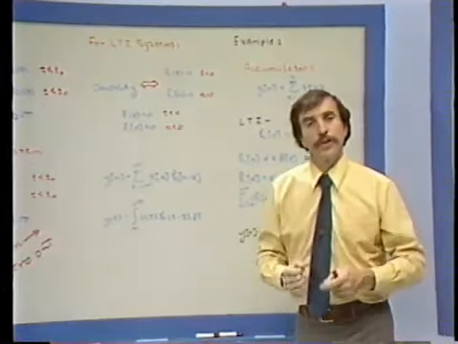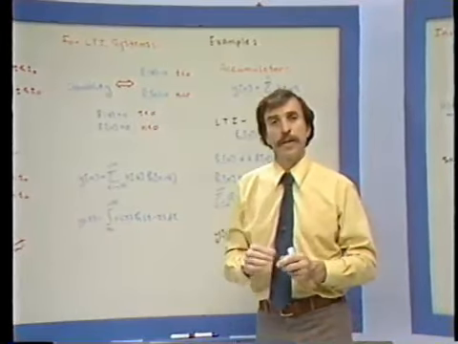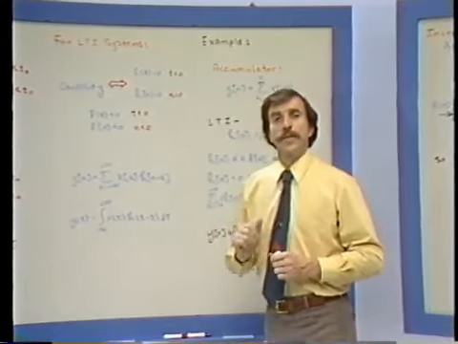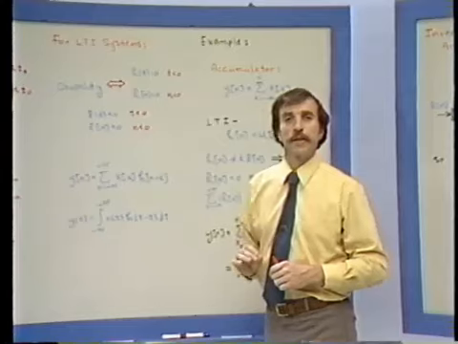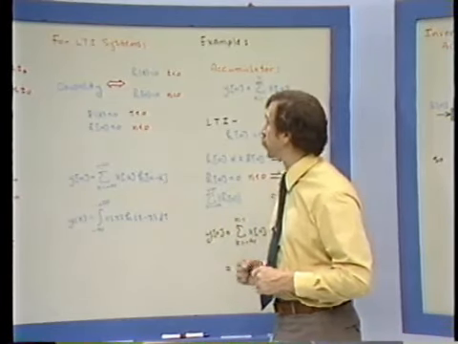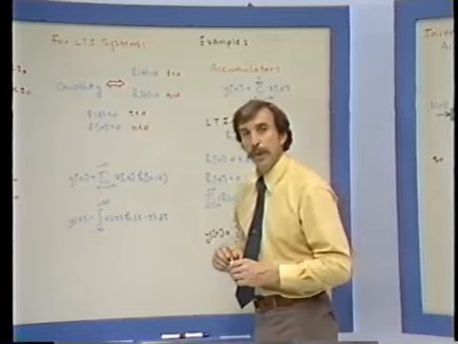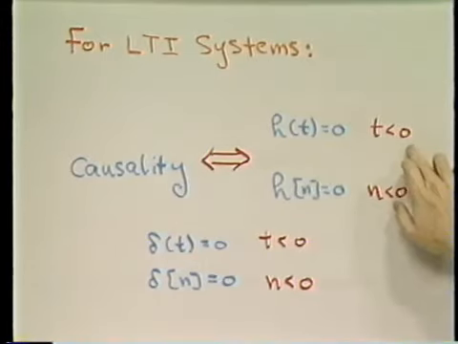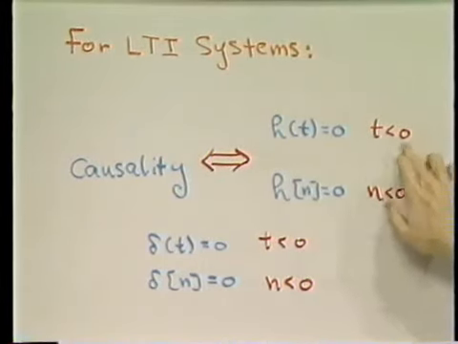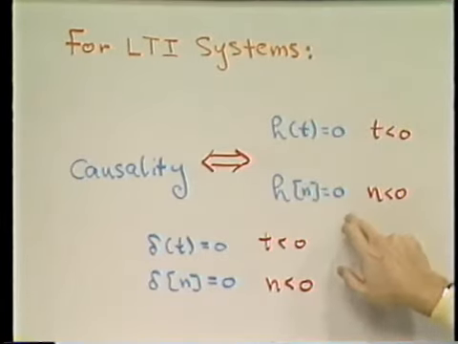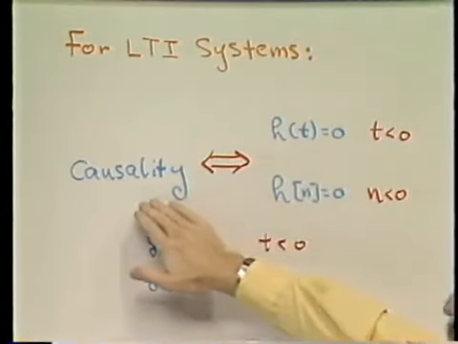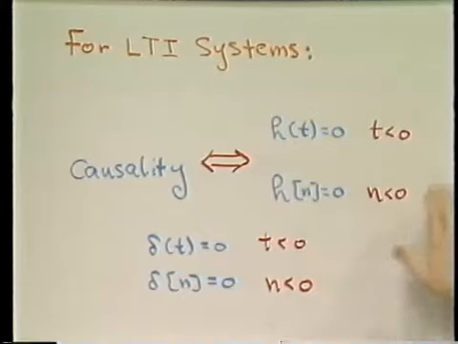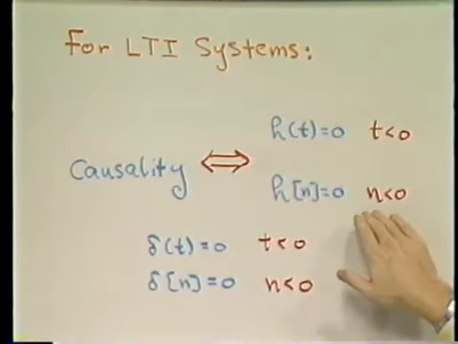Now let's proceed to linear time-invariant systems, and in fact, we can carry the point one step further. In particular, a necessary and sufficient condition for causality in the case of linear time-invariant systems is that the impulse response be 0 for t less than 0 in the continuous time case, or for n less than 0 in the discrete time case. So for linear time-invariant systems, causality is equivalent to the impulse response being 0 up until t or n equal to 0.